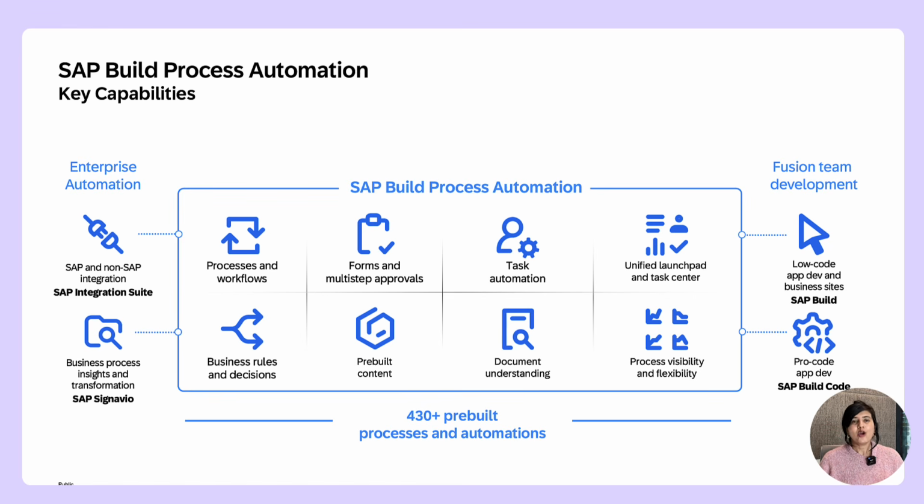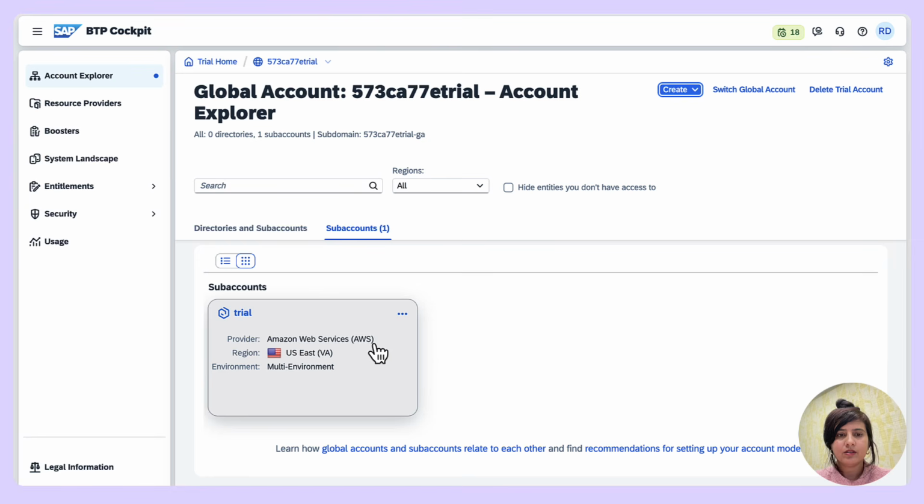Document understanding, process visibility and flexibility, seamless integration with other application development tools like SAP Build Apps, SAP Build Workzone, SAP Build Code professional tools. Also enable us to realize enterprise automation using SAP Integration Suite and SAP Signavio. In this demo, I will show you how you can create your very first business process using SAP Build Process Automation tool. Let's get started.